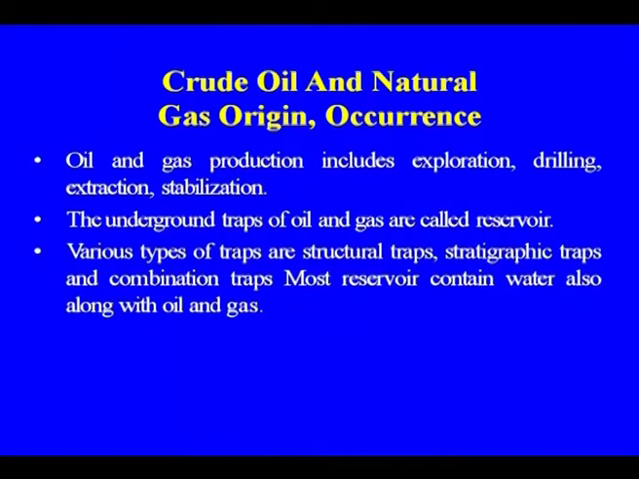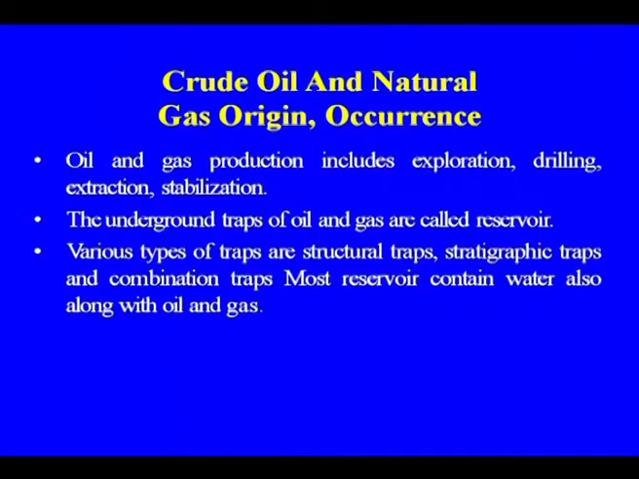The underground traps of oil and gas are called the reservoir, because that is where you are getting the oil and gas. Here also there are different types of reservoir, and the drilling that creates problems. Various types of traps are structural traps, stratigraphic traps and combination traps. Most reservoirs contain water along with the oil and gas, and the separation of the oil, and of the condensate from the gas, is done at the site of the process before it is sent to the refinery.